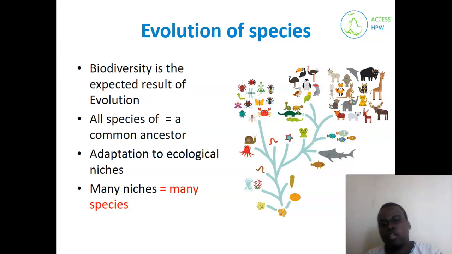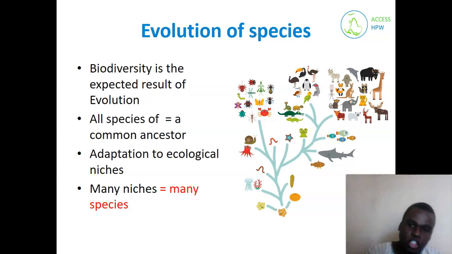All species share a common ancestor, and we've learned that from a single species which came into existence over 3.6 billion years ago, an estimate of 8.7 billion species have evolved to populate the planet today. Of these 8 million, only about 2 million species, including marine and terrestrial species, have actually been described and classified by scientists. During the evolution process, species were able to adapt to different ecological niches.